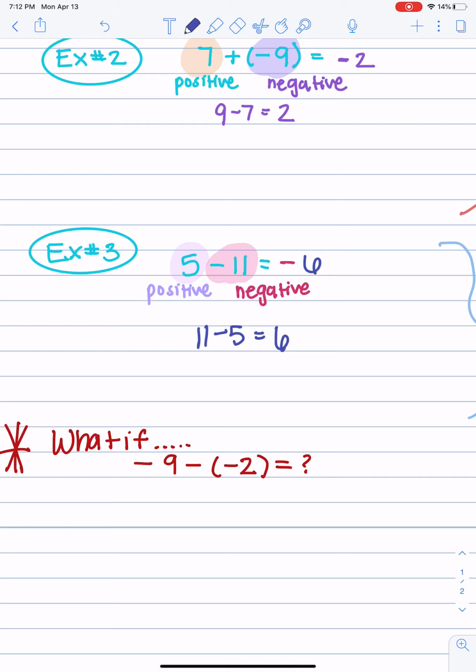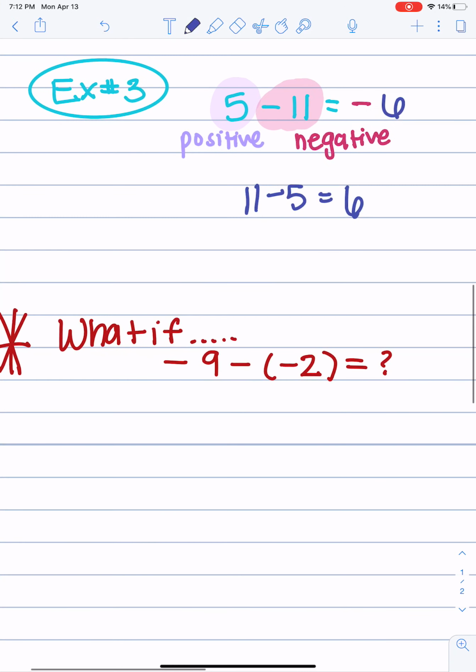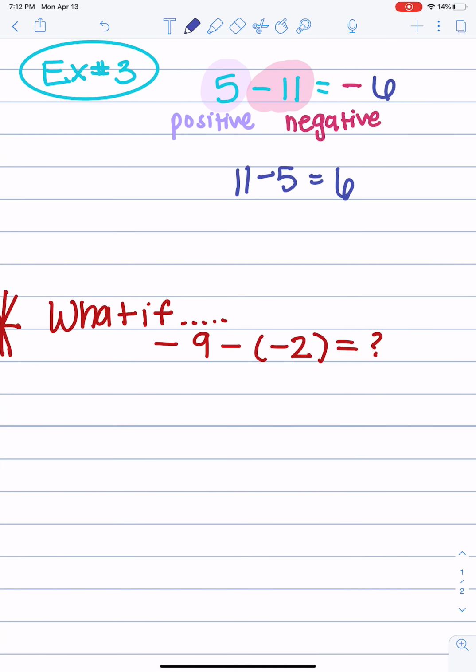Okay, now looking at our last problem. What if I have negative 9 minus negative 2? What do I do? Well, this problem can be rewritten as something different. These two negatives are going to make a big plus. So this is the same thing as negative 9 plus 2. Hey, they have different signs. Which do I have more of, negative 9s or positive 2s? Negative. 9 minus 2 is 7. So my answer is negative 7.